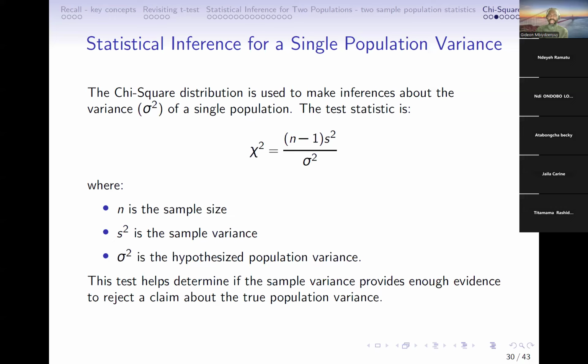Because we want to see how different measurements within a sample or a population are changing. We can always use that information to make a decision about the behavior of that sample. So if you're interested in studying such a relationship, then the chi-square is a good way of looking at it. The chi-square distribution is used to make inferences about the variance of a population.